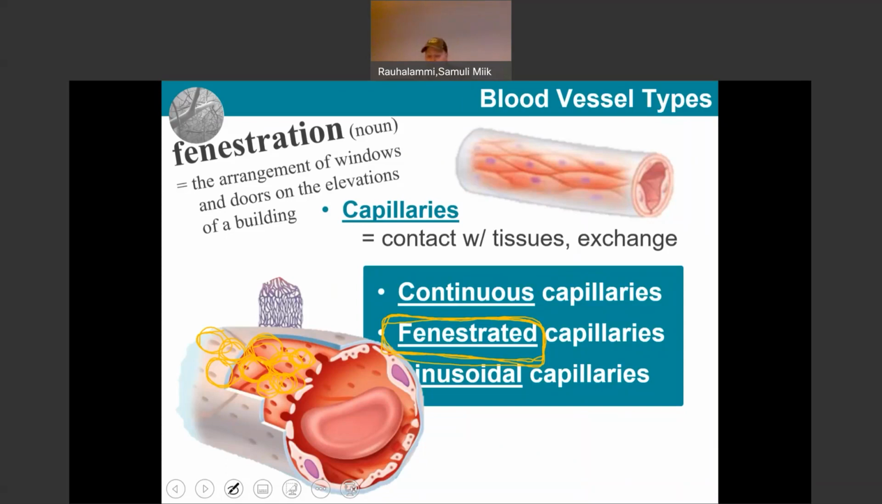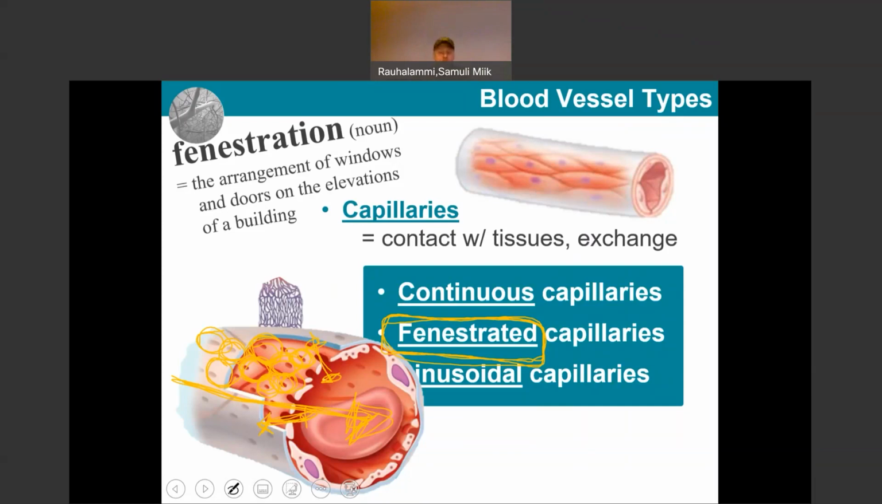Well, why does this matter? Why is this important? These types of capillaries are especially adapted to things such as filtration, absorption, and secretion. This is because these little fenestrations allow materials to cross in and out much more easily than what we saw on the continuous capillaries. So little windows to facilitate this movement.